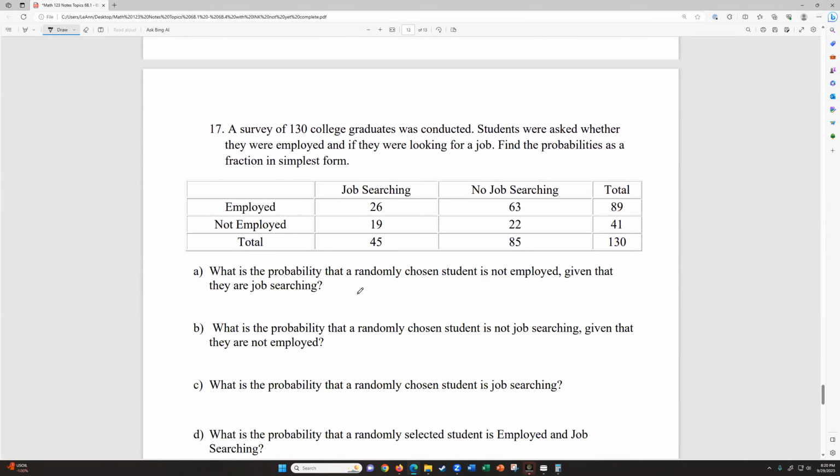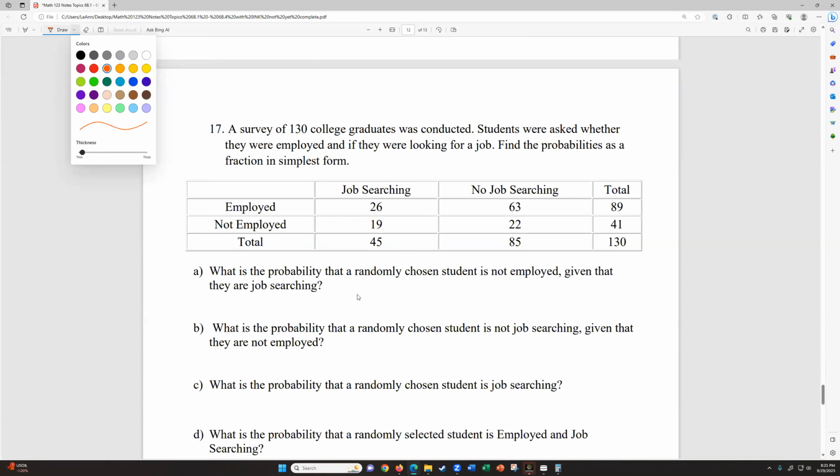All right, let's look at the next one. This one's already pre-filled out, so we don't have to do any table calculations. Survey of 130, so that's our total at the bottom. College graduates conducted. Students were asked whether they were employed and if they were looking for a job. Find the probabilities as a fraction in simplest form.